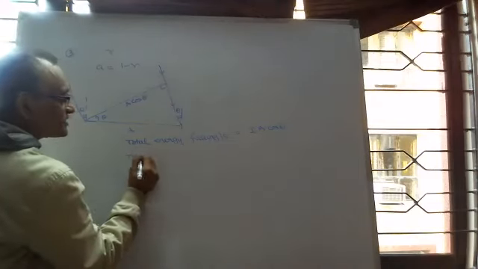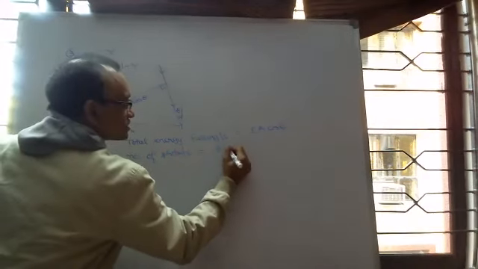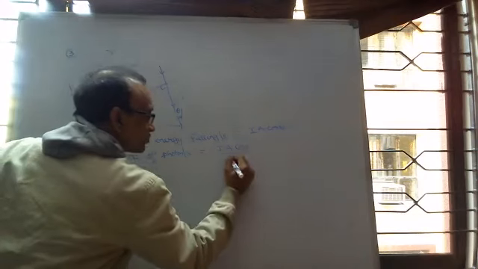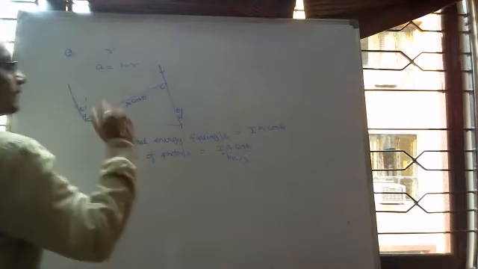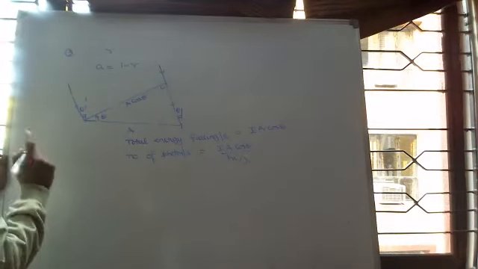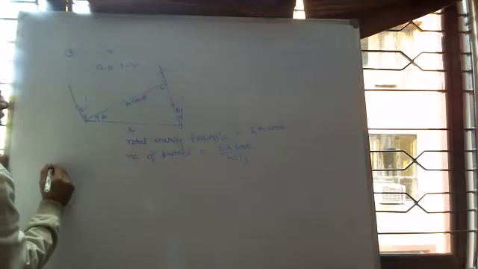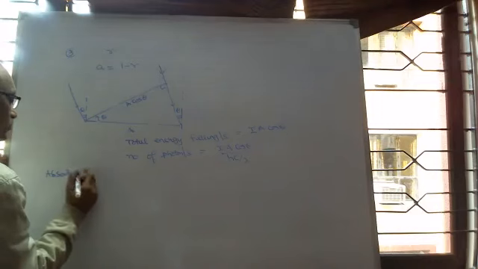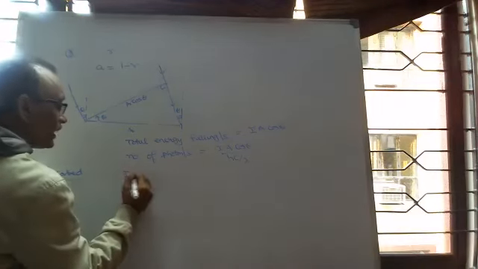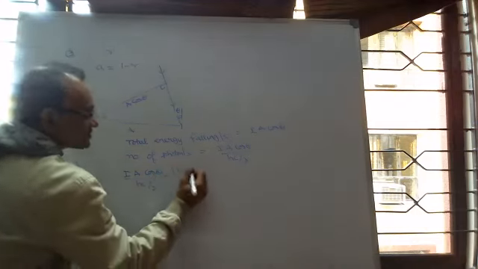How will the total number of photons be? I A cos theta by energy per photon, hc by lambda, the number of photons per second. Now see the number of absorbed photons. How many absorbed photons will there be? I A cos theta by hc by lambda into the absorption coefficient, which is 1 minus r. That many photons are absorbed per second.